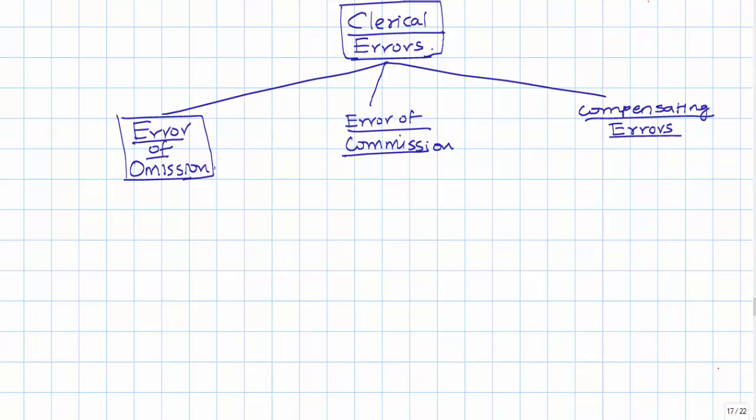Now let's focus on error of commission. So what is this error of commission? This error would arise because of what is known as a wrong recording, or it may be on account of wrong posting, or it may be on account of wrong casting, wrong carrying forward. So going by this, you can classify this error into 4 types.